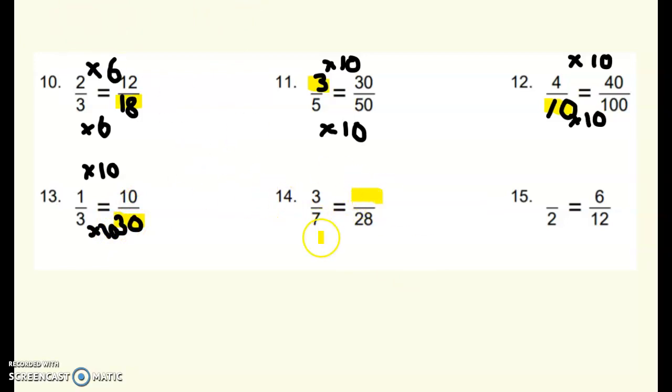Here I'm missing out a numerator. So I'm going to go to my denominators. What did I have to times 7 by to get to 28? I had to times by 4. So 3 times 4 is 12.